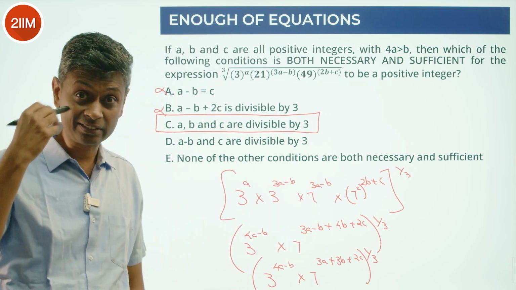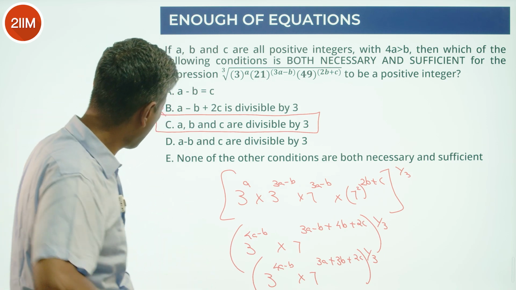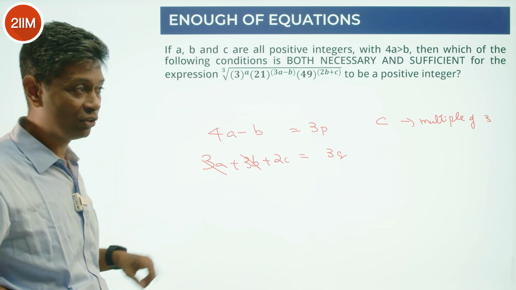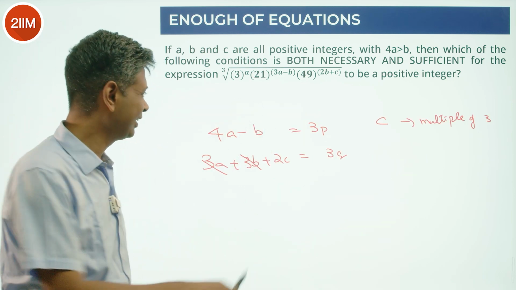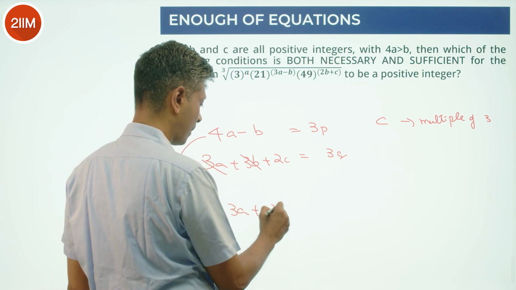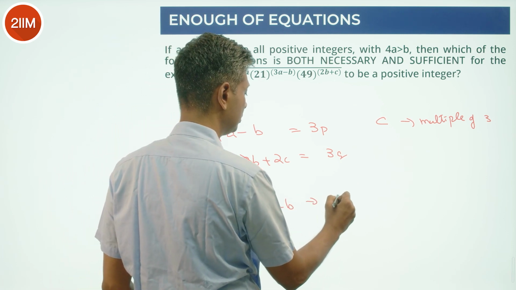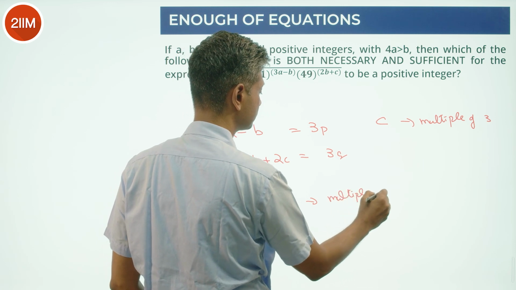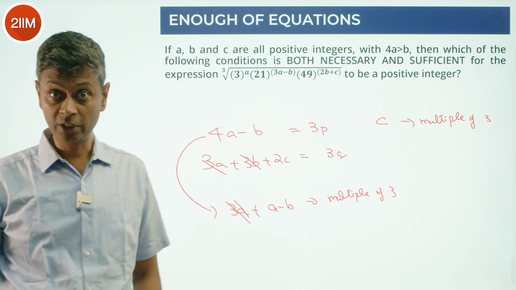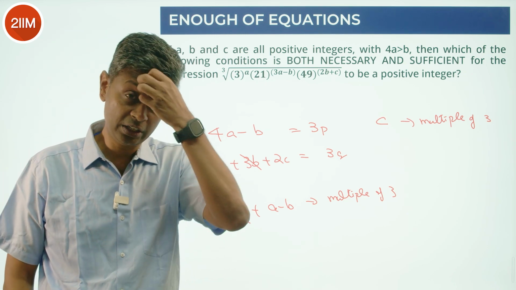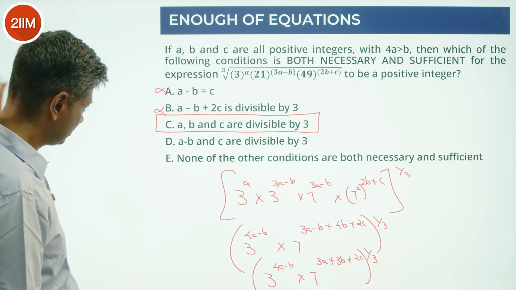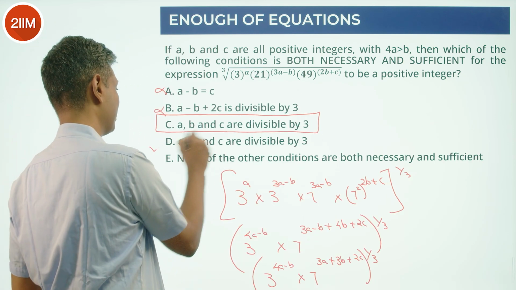Can I do better than this? Can I be sharper than this? a minus b and c are divisible by 3. Oh yeah, this is beautiful. 4a minus b has to be a multiple of 3. 3a will definitely be a multiple of 3, so I'm going to rewrite this as 3a plus a minus b is a multiple of 3. That means a minus b has to be a multiple of 3. If a minus b were a multiple of 3 and c were a multiple of 3, we are good to go. This one is sufficient and necessary.